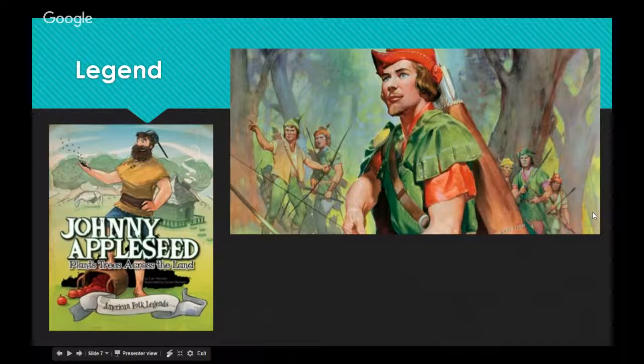Legend is our next term here. And a legend is simply a story that's handed down through time and it's accepted as generally true or mostly true, but in fact, it's a mix of fact and fiction. Often we have something, whether it's archaeological findings or some literature evidence, that parts of that tale may have been true, but in general, it is a mix of fact and fiction.